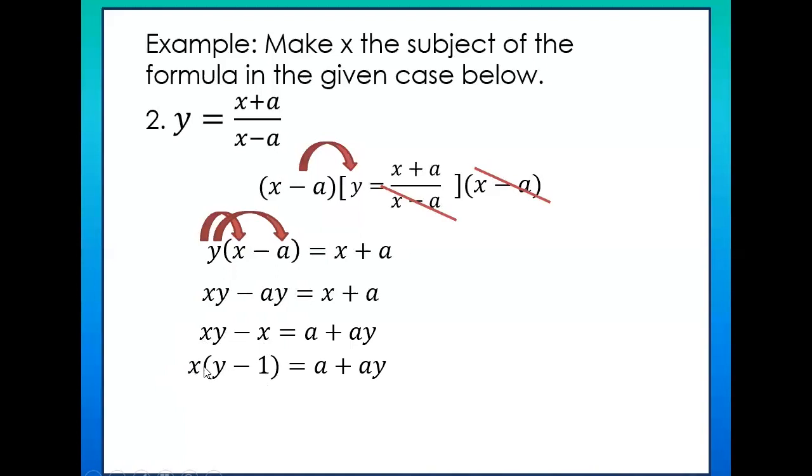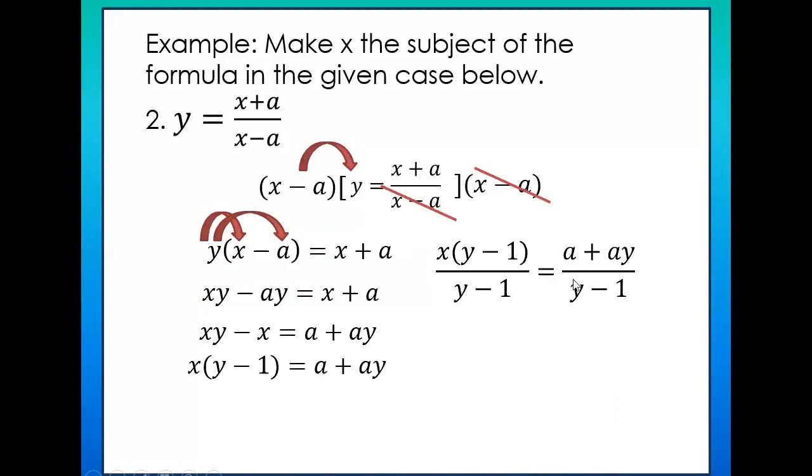on this left hand side of the equation, because this is the subject of the formula, and we can only do that by dividing both sides by this quantity, because the operation between x and the variables inside the parenthesis is multiplication. Inverse operation is division. So putting that concept into this solution, x open close parenthesis y minus 1 over y minus 1 is equal to a plus ay over y minus 1.